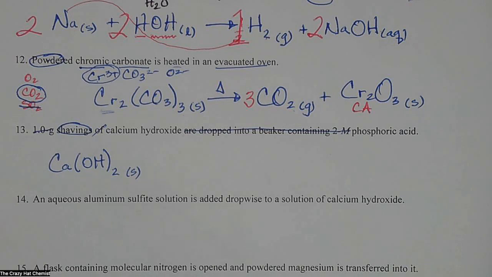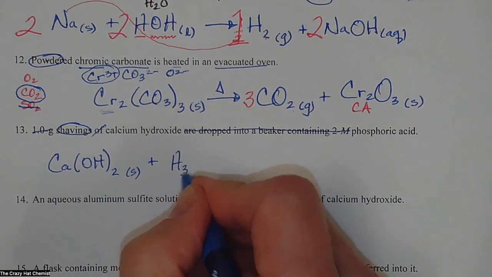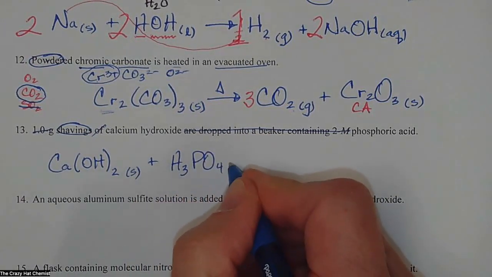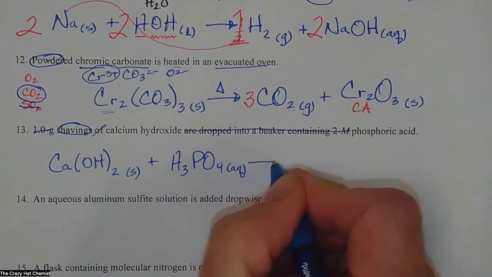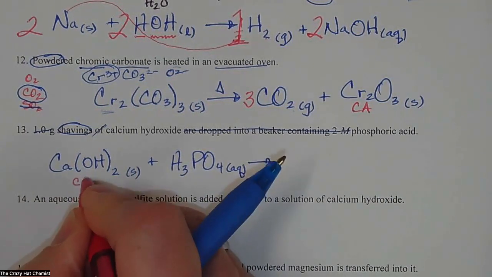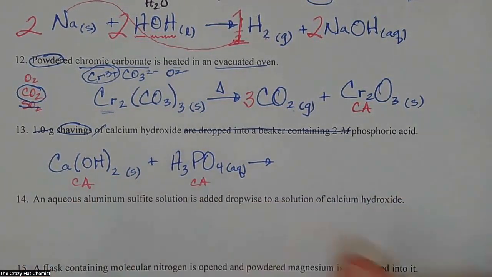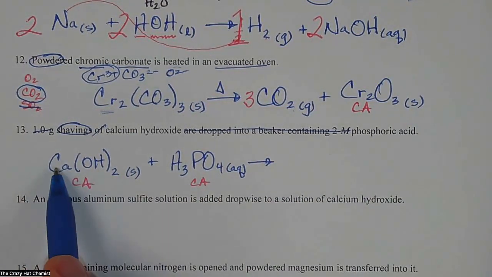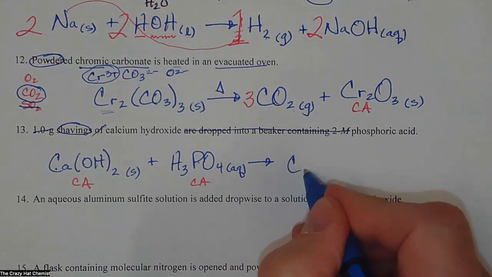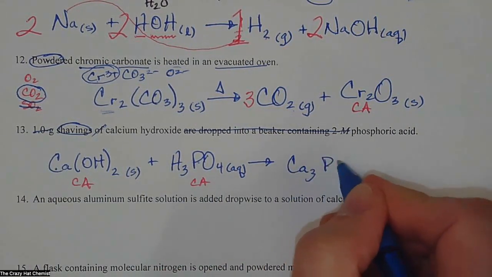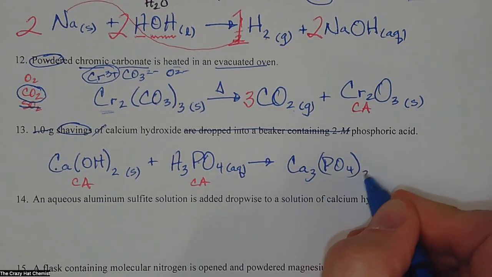And then what do we have? Phosphoric acid, that is phosphate, which is PO4 3-, so that is H3PO4, and that is aqueous. This is a classic double displacement reaction. So the calcium and the phosphate are going to get together. That's calcium phosphate, Ca3(PO4)2.